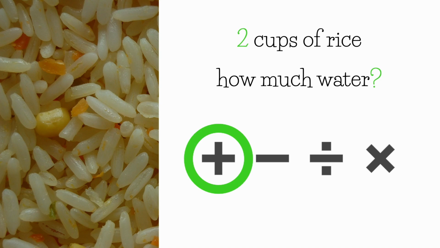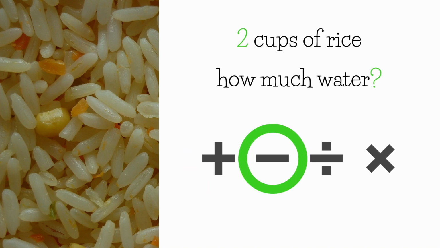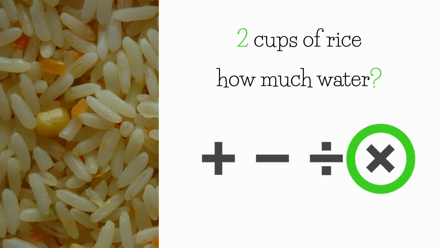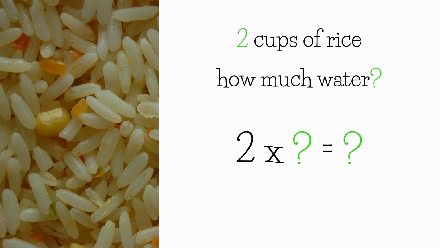Well, first of all, we need to work out what we need to do here. Will we add? Will we subtract? Will we divide? Will we multiply? What will we be doing here? That's right. We need to multiply. We need to multiply because we have a certain amount of rice, and whatever amount of rice that is, we have to add even more water. So to figure out how much water we need in this case, we need to multiply.